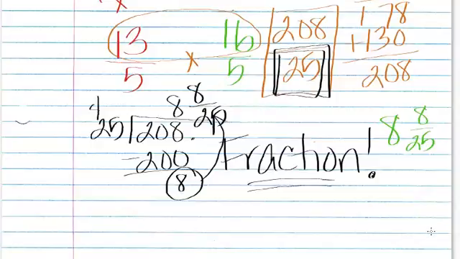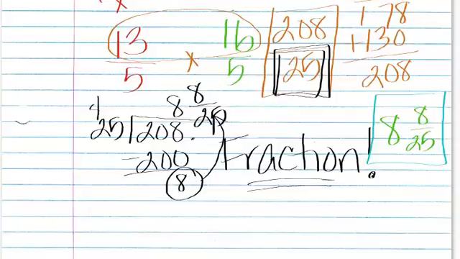Now 8 over 25, can it be reduced? Alright, after much deliberation, I have decided that 8 over 25 cannot be reduced, even though it really feels like it can be. It can't. So 8 and 8 25ths is my final answer.